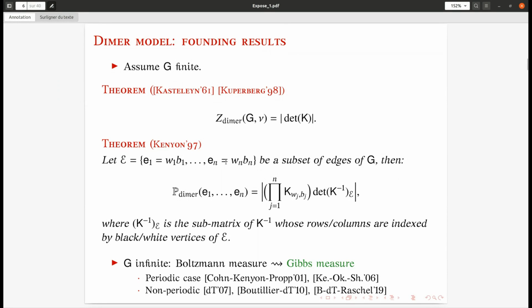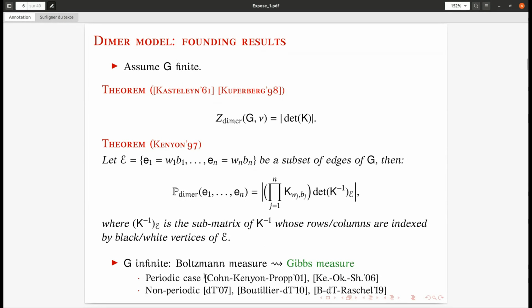Okay, so the bottom line of this is that, knowing the determinant of the matrix and the inverse of the matrix, you can compute all basic quantities of your model. So this is when the graph is finite. And when the graph is infinite, then the notion of Boltzmann measure is naturally replaced by that of Gibbs measure. And you also wonder, can you obtain explicit expressions for Gibbs measures in the infinite volume case? And so there are results, quite a few in this direction.